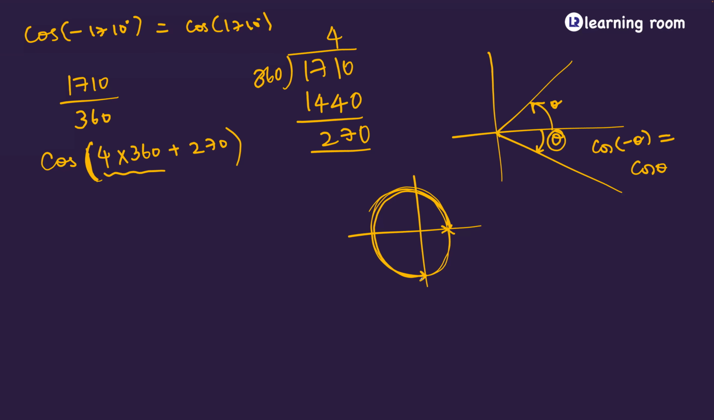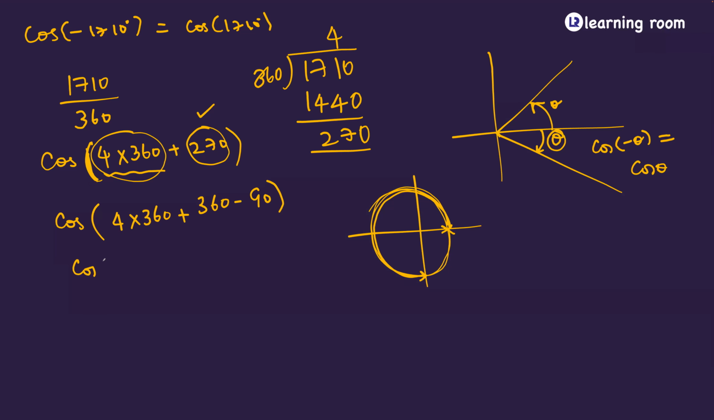Okay. See, I'll tell you another logic. Whenever you're writing 4 into 360 plus something, always ensure that the angle is acute so that you can make better decisions. So can I write it as cos of 4 into 360 plus 360 minus 90? So this will be cos of 5 into 360 minus 90.